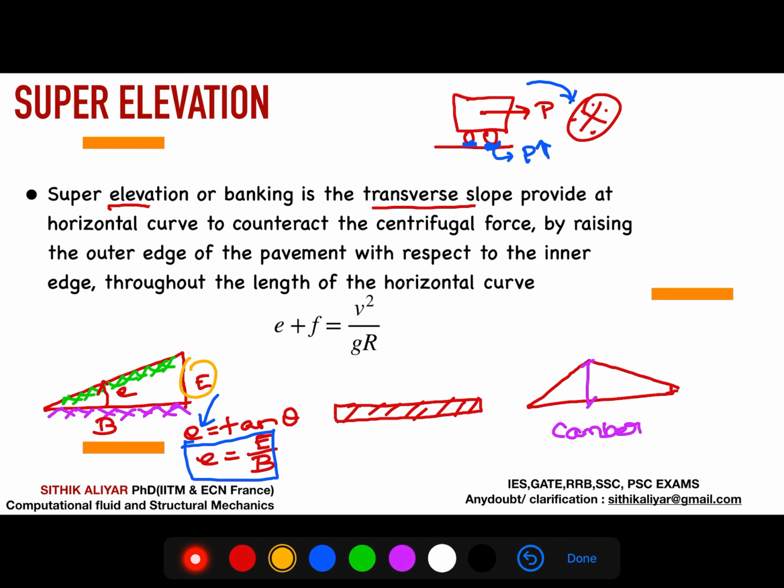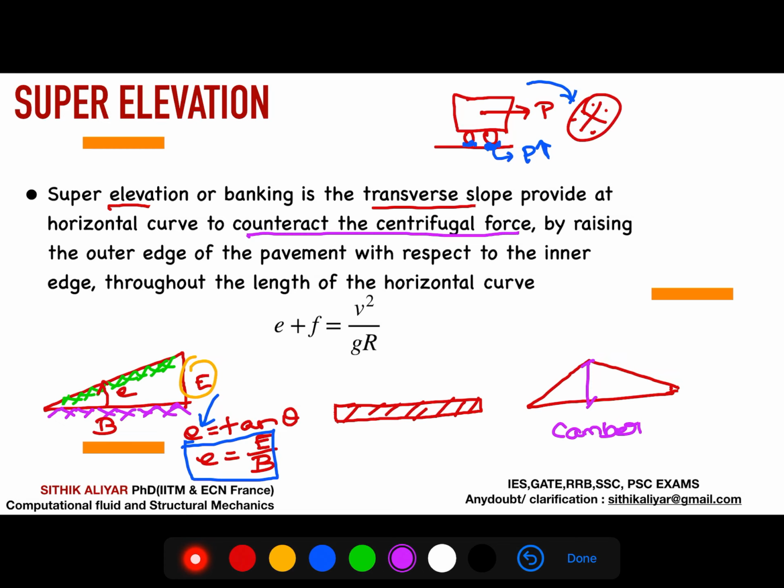Coming back, I hope I made it clear that we are using the super elevation to counteract the overturning. Super elevation is nothing but raising the road surface. How do we raise it? By raising the outer edge of the road surface with respect to the inner edge or with respect to the center line, which we will see later. In that way, we are going to counteract the centrifugal force. I will show you in the next slide how I am going to counteract that.